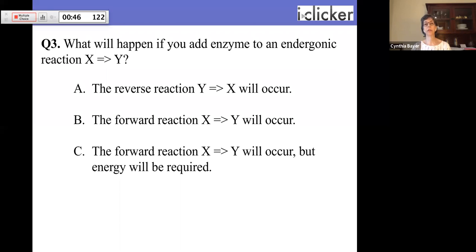So think about the function of enzymes in a cell. What's an enzyme going to do to an endergonic reaction, a non-spontaneous reaction? About 5 more seconds. All right, let me close it up.